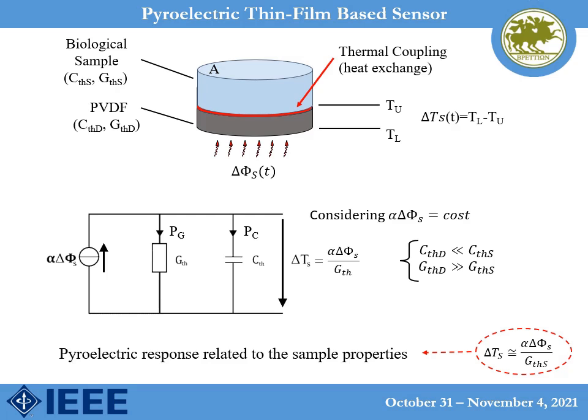Considering the equivalent thermal model reported here in the slide, for a temporally constant radiant flux, the difference in temperature across the transducer is related to the radiant flux itself and to the overall thermal conductance. In the actual arrangement, the sensor has been designed in order to verify the reported conditions, and thus the variation in temperature across the transducer is directly related to the thermal conductance of the sample.